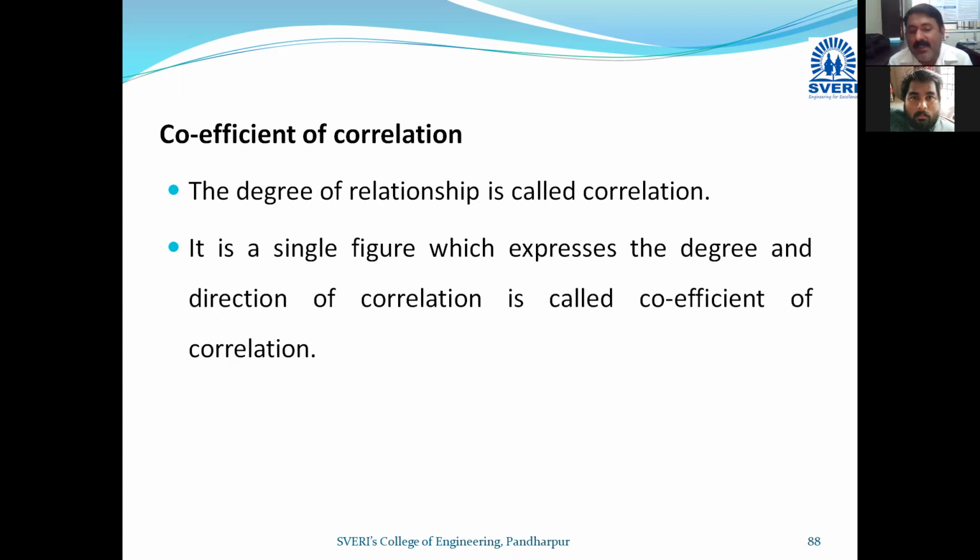It is a single figure which expresses the degree and direction of correlation, called the coefficient of correlation. Another new term, coefficient of correlation. It is a single figure which expresses the degree and direction, how a particular factor or relationship is there, and how strong the correlation is. Increase in one of the parameters. So let us take here.